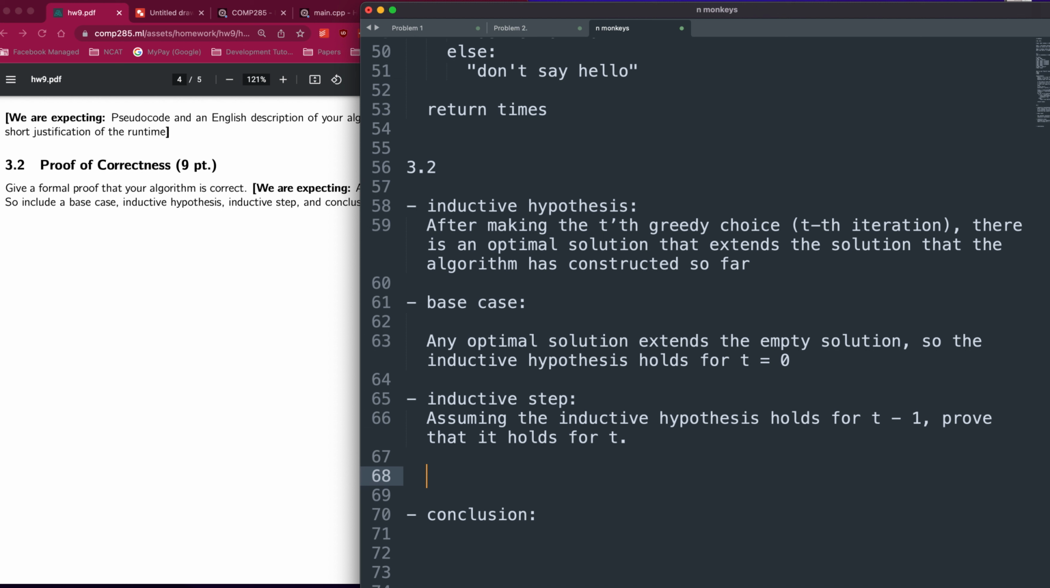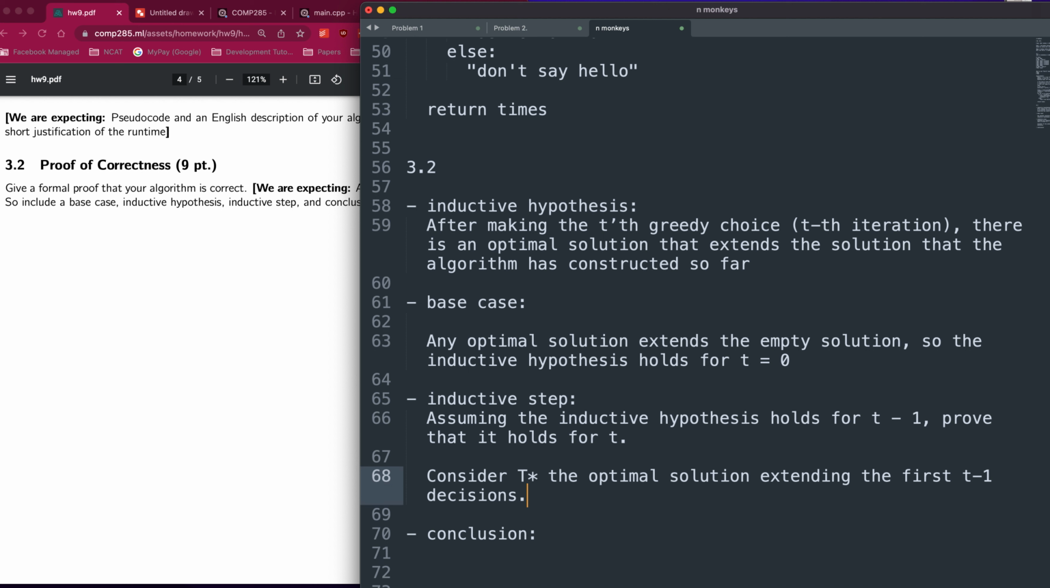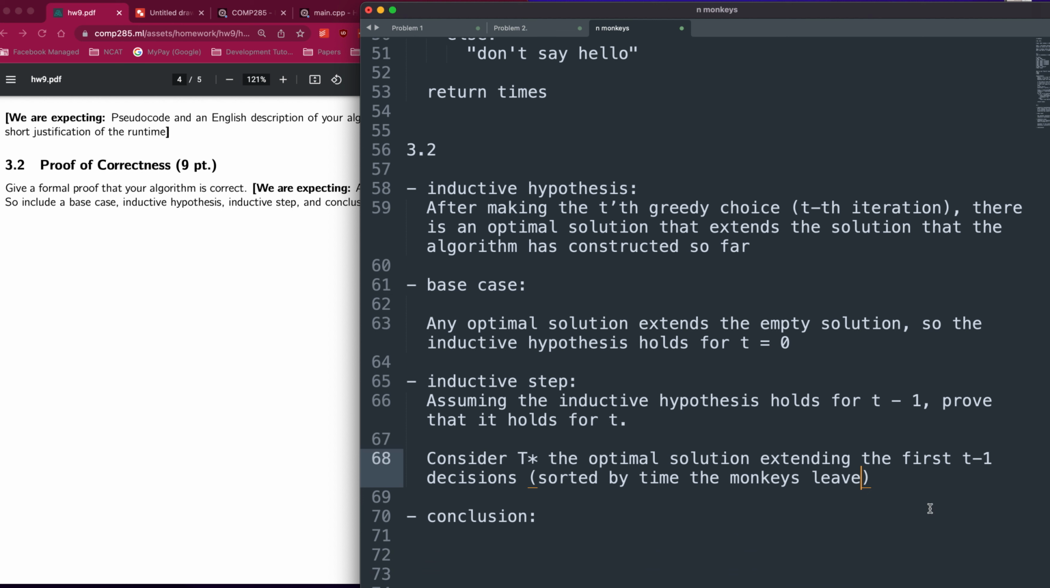And this is actually pretty straightforward again. So consider T star, the optimal solution extending the first t minus 1 decisions, right? Where we either said hello or we didn't say hello at that particular time. And the particular times are sorted by the time the monkeys leave, right? So for each time a monkey's going to leave, we either decide to say hello or we don't. We've processed the first t minus 1. We know there's an optimal solution that extends those.